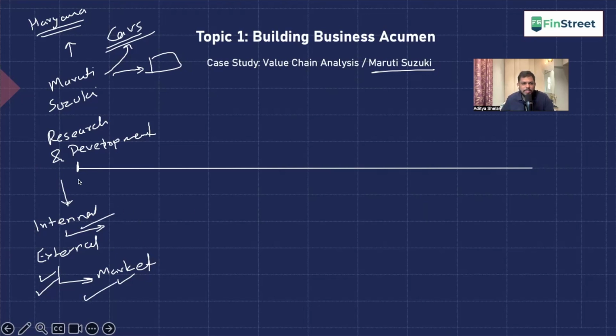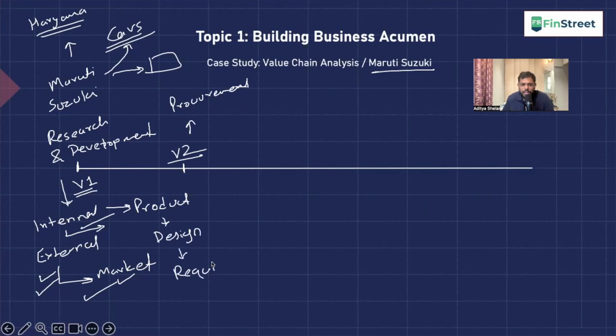Next part, this is value chain part 1. Next is V2, where the company will now focus on the next big thing, that is procurement. There's one more point I'll highlight. Within internal analysis, the company also finalizes the product they want to produce, plus its design, and also the requirements for this design. So what all material and machinery will be required. Based on that, the procurement will start. What is procurement? Simply the purchase department in any company. Purchase means buying, simple thing.